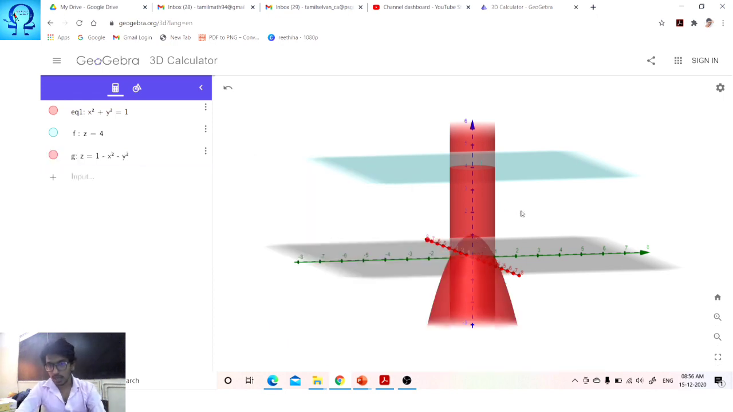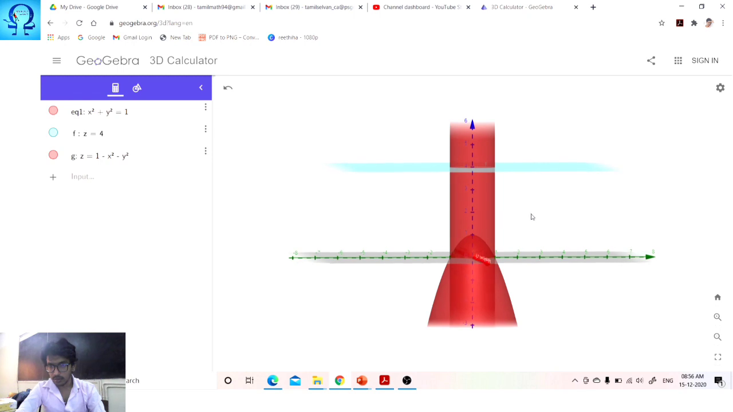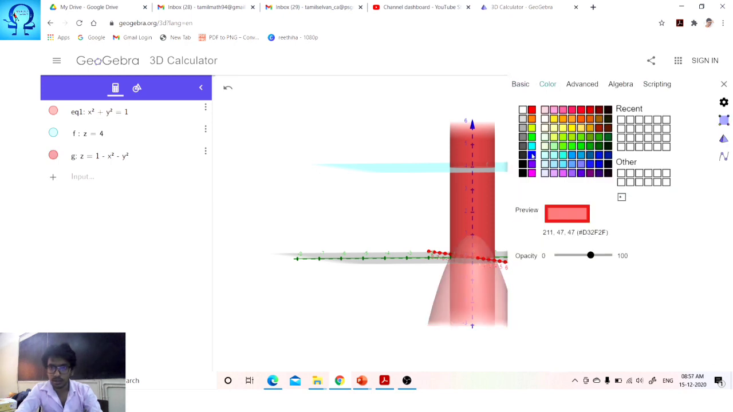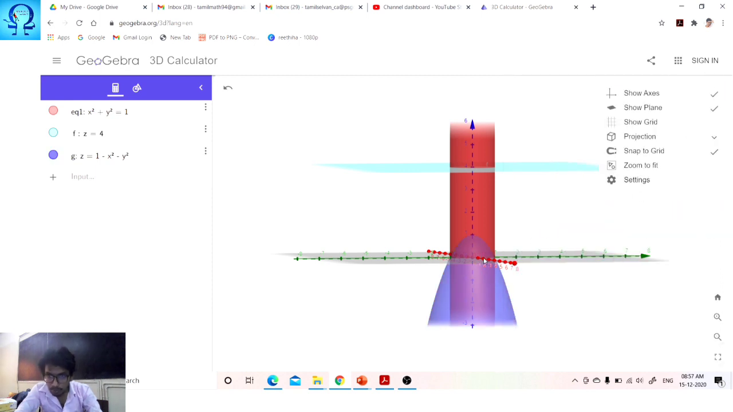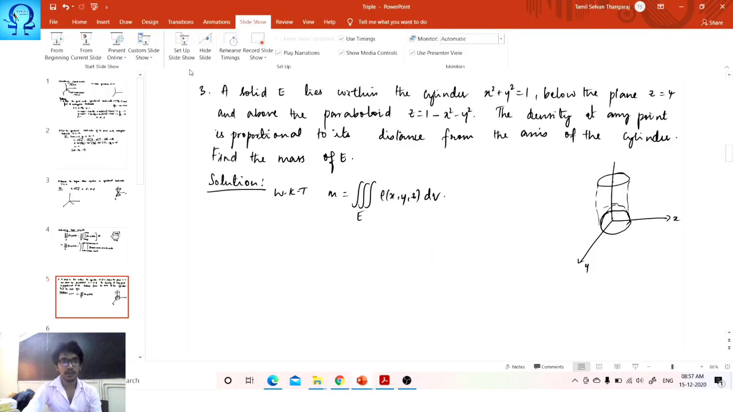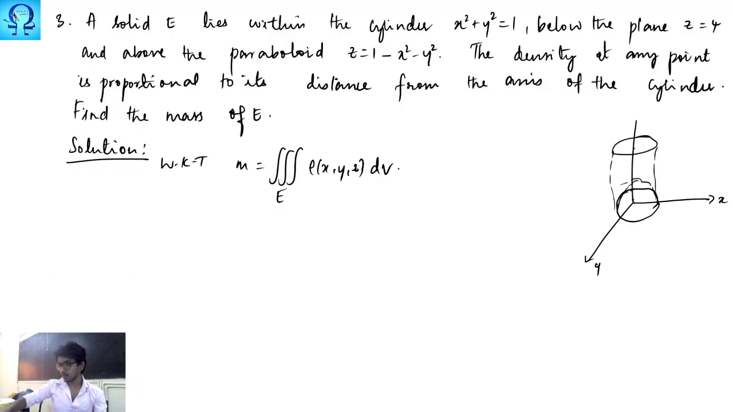If you see above the positive axis, I think if I shift this to another color, you can see things very clearly. Let me make it in some other color. So above the paraboloid and below the plane, the cylinder part, that is to be considered. So this is the equation that we have. This is the solid over which we will have to integrate.